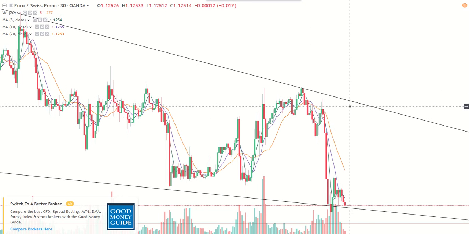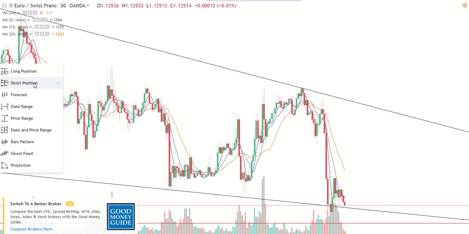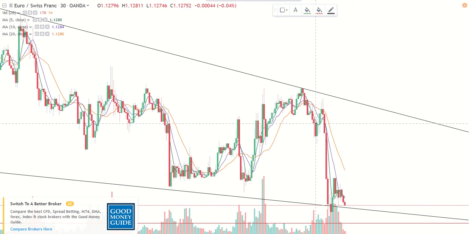The next thing you want to work out is your risk to reward. You want to find out if this is going to be worth it. If you're risking £1, you want to be having a reward of more than £1. That's the way it works. So I entered here, a short position.